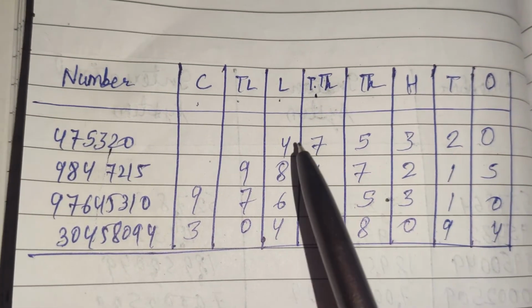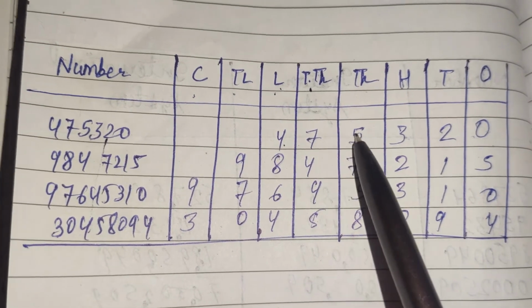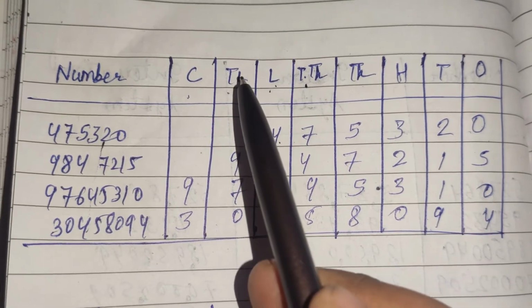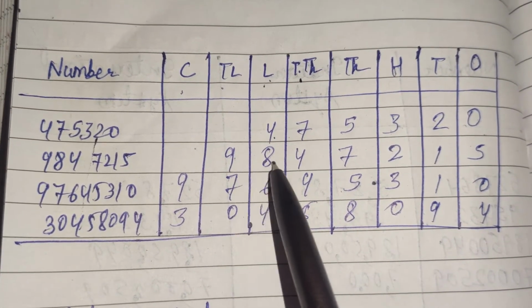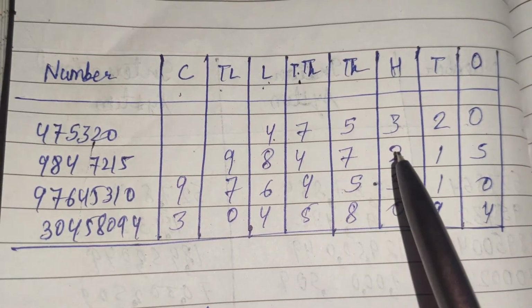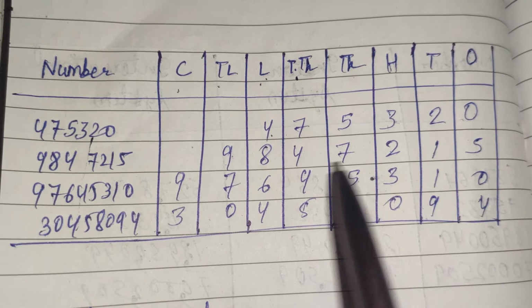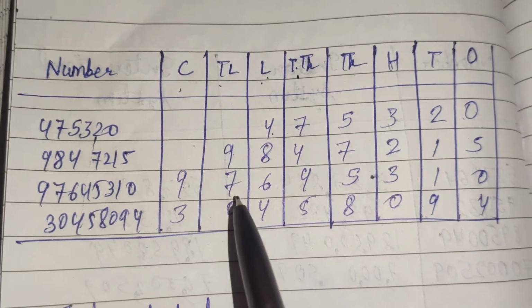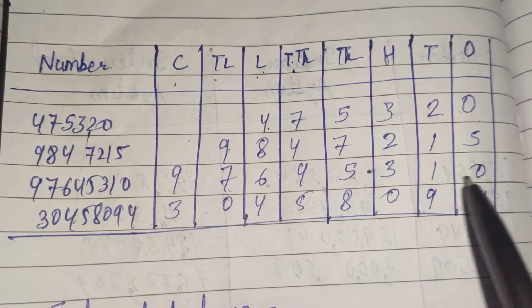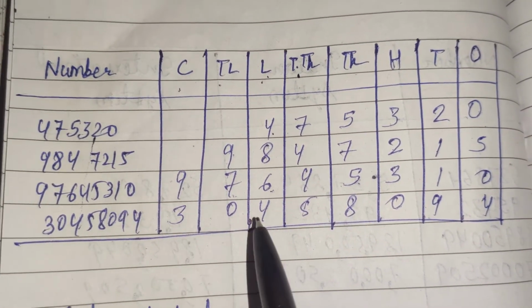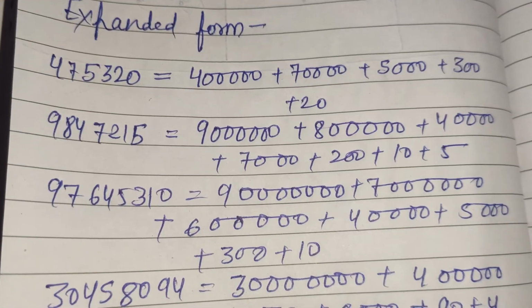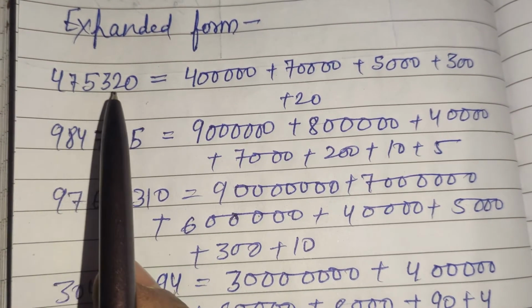So you can read this like 4 lakh 75,320. 9, both are lakhs, so we will read both together: 98 lakh 47,215. Then 9 crore 76 lakh 45,310. 3 crore 4 lakhs 58,094. Now these are the expanded forms of the given numbers.